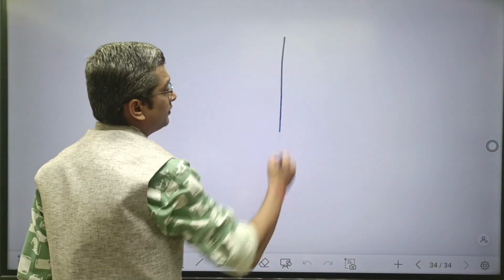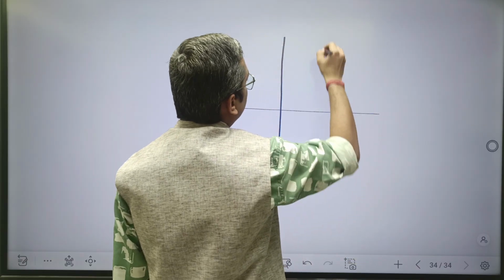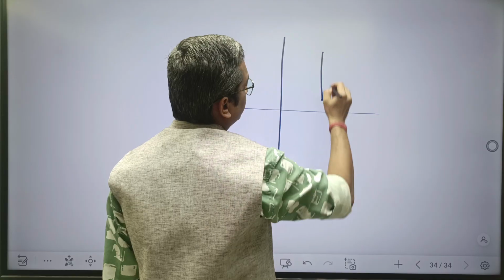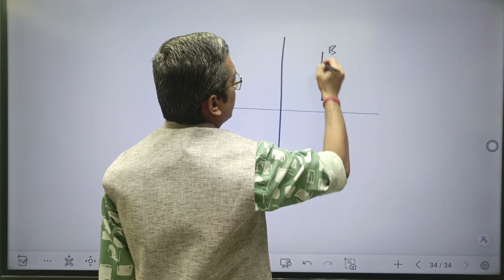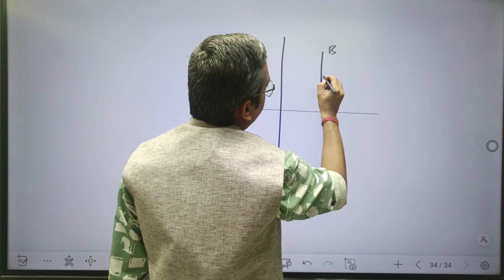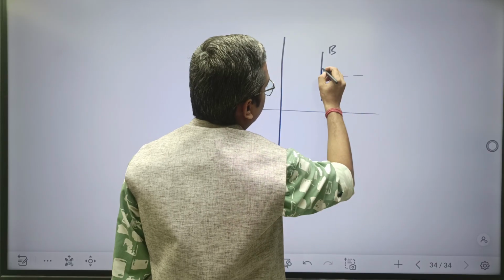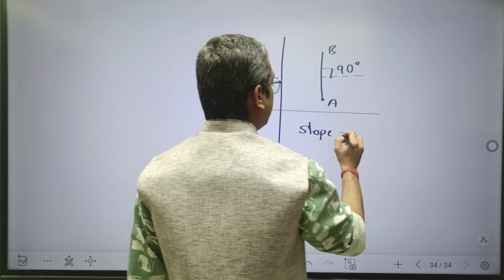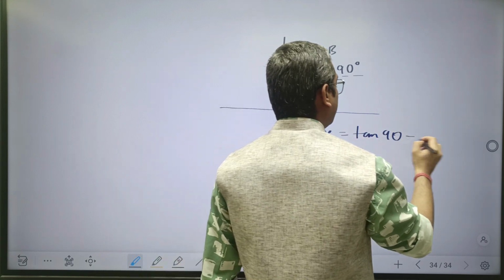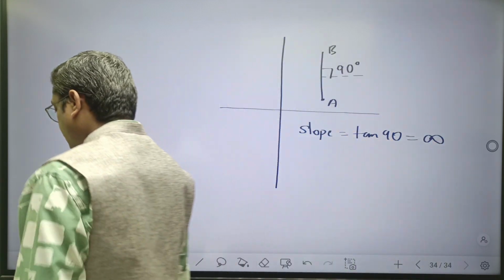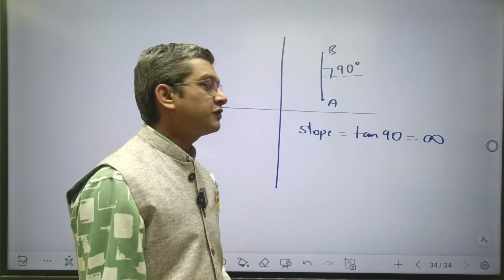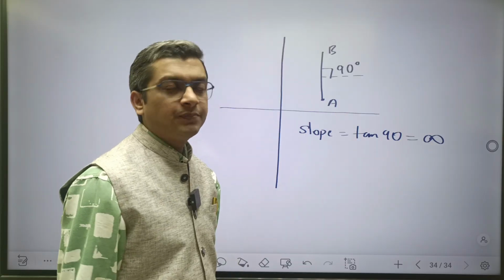Now one more example. Suppose I plot a straight line parallel to the y-axis. This is a straight line AB, parallel to the y-axis. Now if I measure its angle from a line parallel to the x-axis, this angle is 90 degrees. So its slope is tan theta, here tan 90, and this is infinity. So infinite slope means the line is parallel to the y-axis. Zero slope means the line is parallel to the x-axis, isn't it?